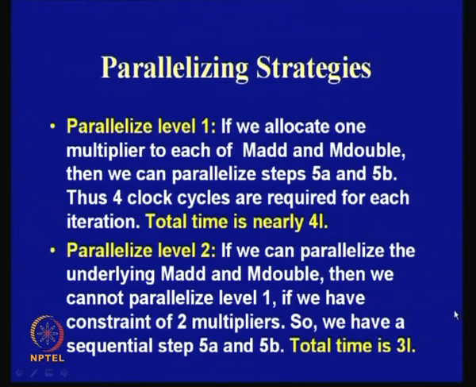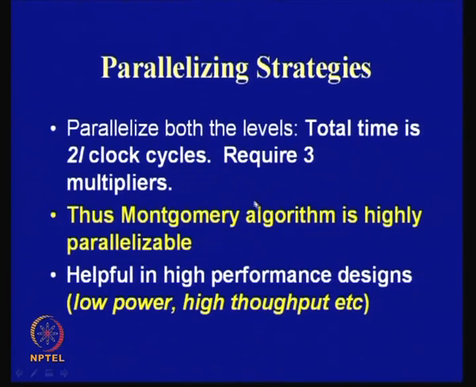Suppose you have 3 multipliers, that is, you have more resources, then you can do this operation in less time, in 2L clock cycles, right. So, you see that Montgomery's algorithm is highly parallelizable. Depending upon your constraints and your requirements of power and throughput, there is a spelling mistake here, it is throughput, you can make high performance designs for doing the scalar multiplications, right.